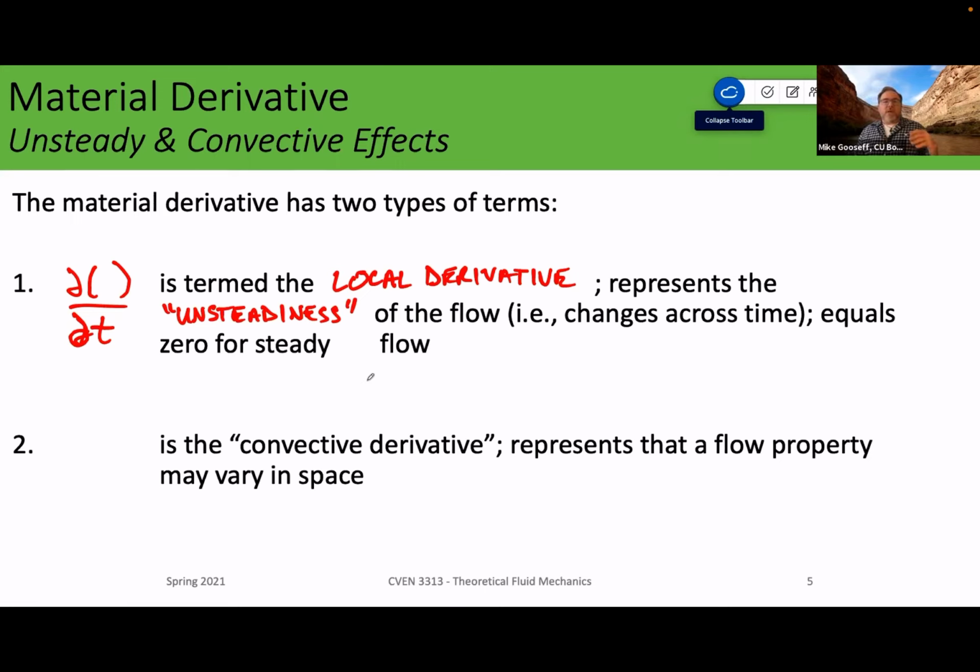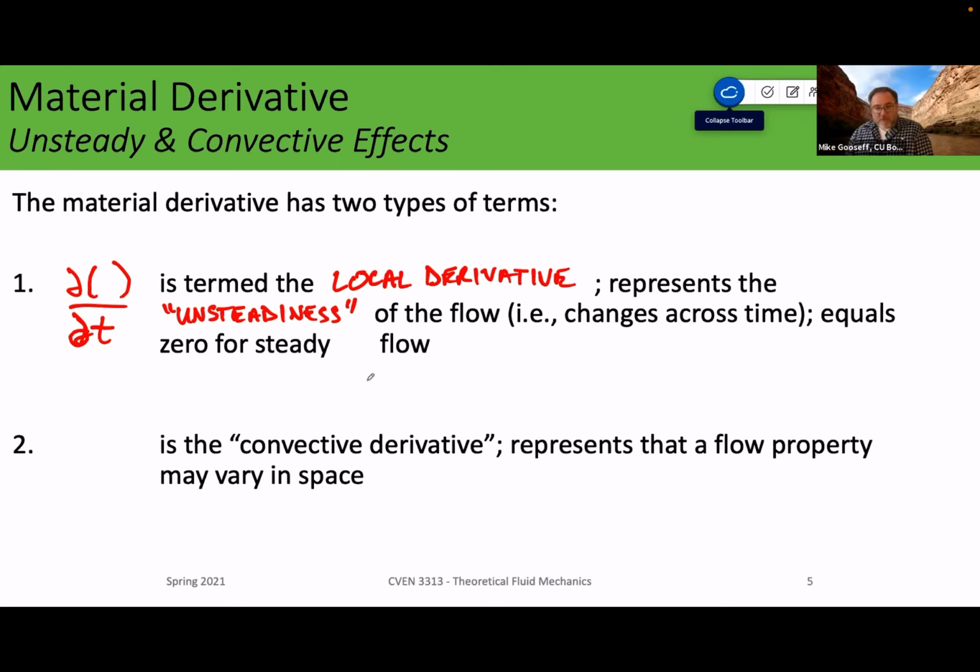So in other words, because we're dealing with incompressible fluids, for example, we would say that the change in density with time is equal to 0, right? So del rho del t is equal to 0 because we expect that there are no changes with time. And so that's a steady flow property.